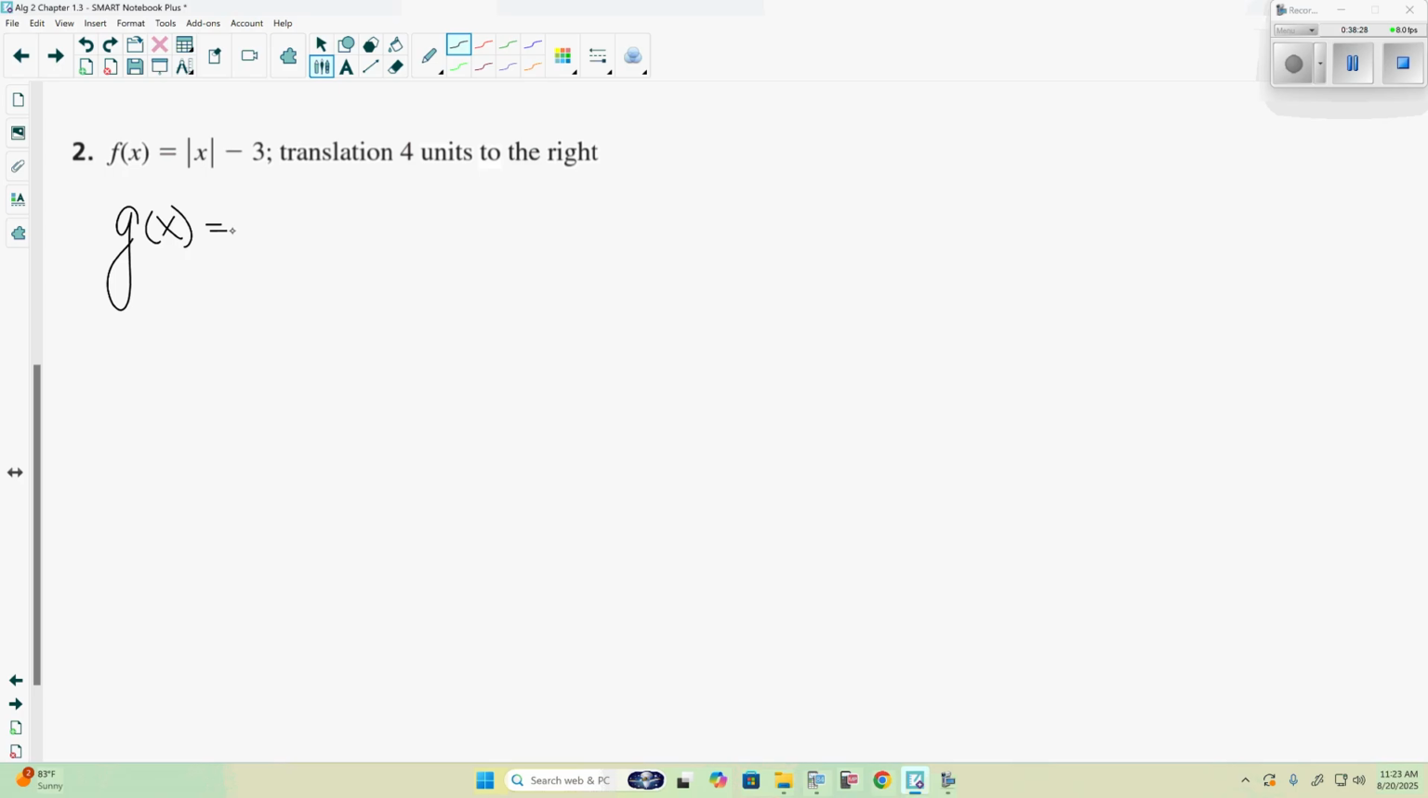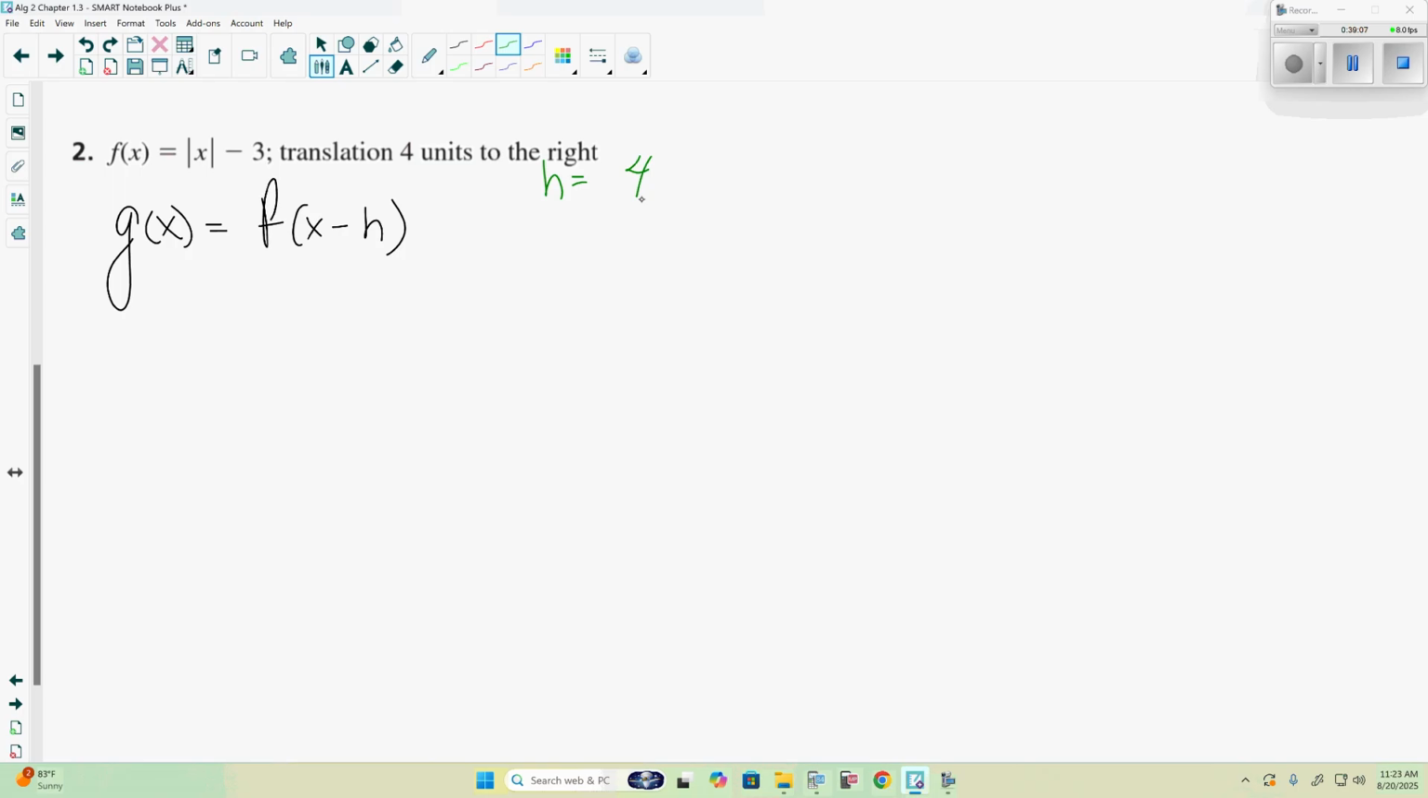Translation left or right, horizontal translation. The general form, again, we're using this just so we can figure out how to plug in, make it easier to plug in, simpler to plug in our values. f of x minus h, where h is the value of what we're moving to the left or right. Now for us here, h is indeed 4. Is it going to be positive 4 or negative 4? Are we moving left or right? Right. Right is a positive amount.